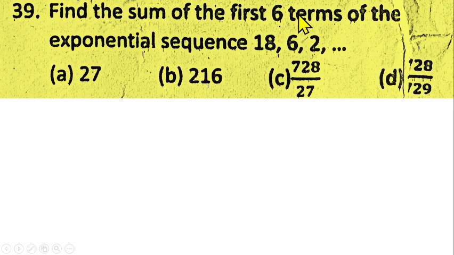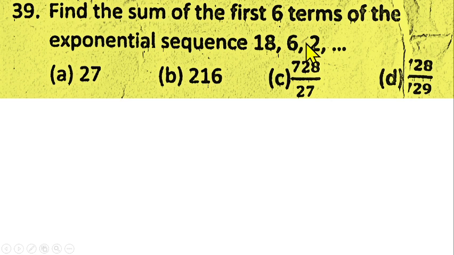Question number 39. Find the sum of the first 6 terms of the exponential sequence. The question is from sequence and series, which is geometric progression. So you have to sum the first 6 terms of the sequence. Given this part of the sequence, you have 18, 6, and 2.